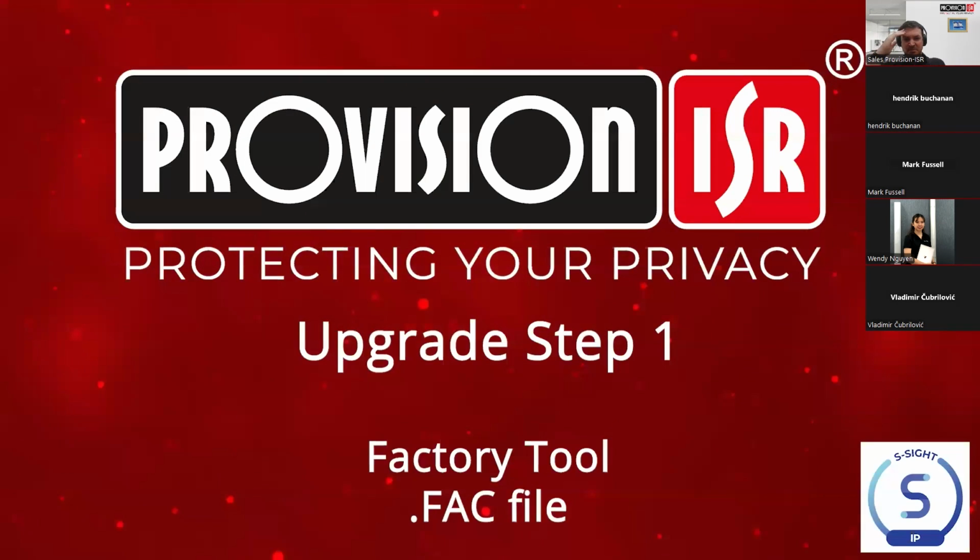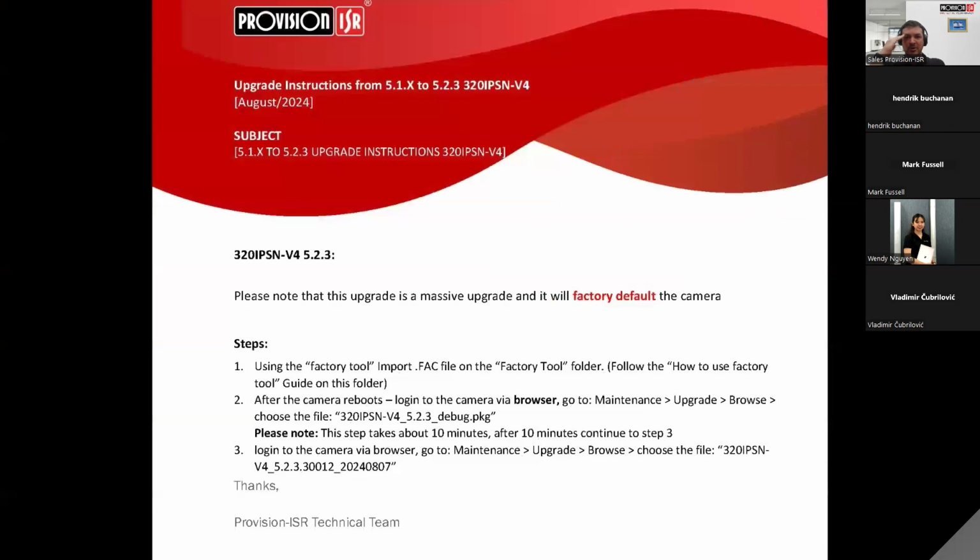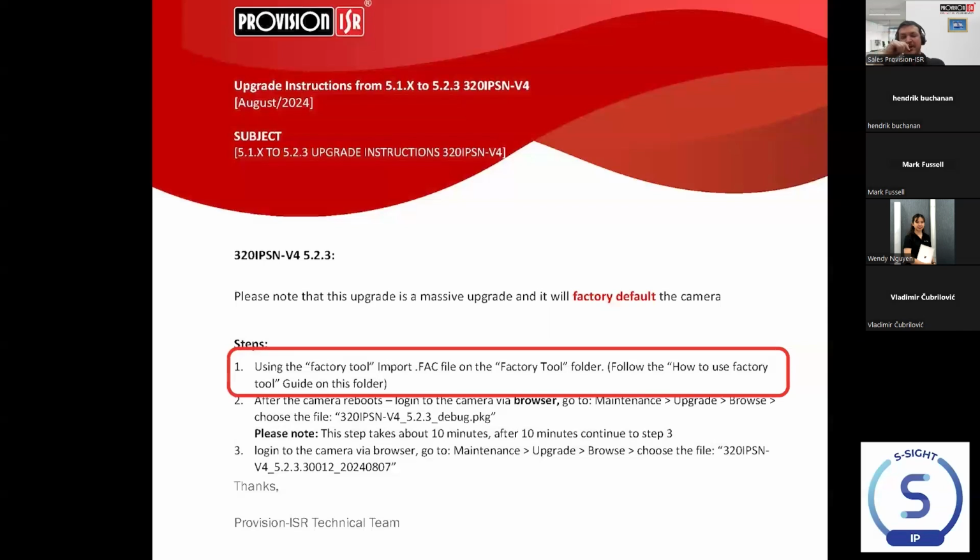So let's begin with step 1 of the process. We're going to follow the upgrade instructions that I strongly recommend you adhere to. This is what they look like. These are the instructions. It's outlined in 3 simple steps. So let's focus on step 1, which states, using the factory tool, import the .fac file from the factory tool folder. If you haven't used the factory tool before, it's recommended that you follow the how to use the factory tool guide available in the folder.